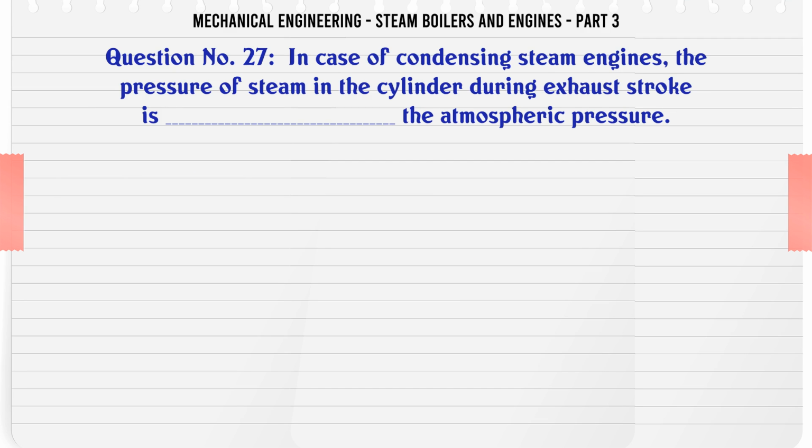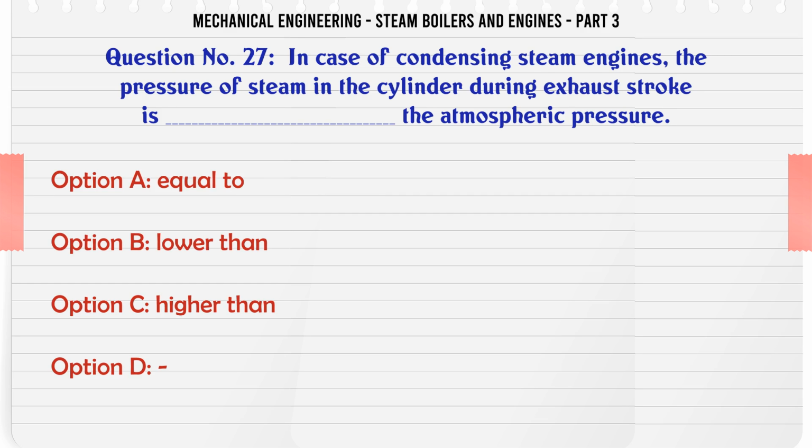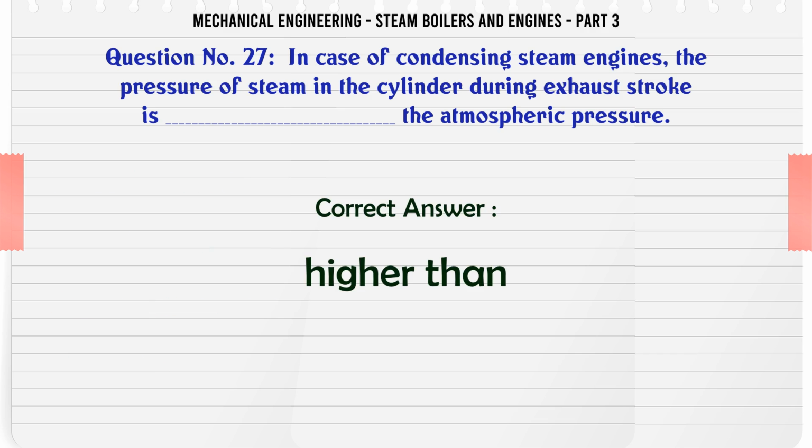In case of condensing steam engines, the pressure of steam in the cylinder during exhaust stroke is the atmospheric pressure. A. Equal to, B. Lower than, C. Higher than, D. The correct answer is higher than.